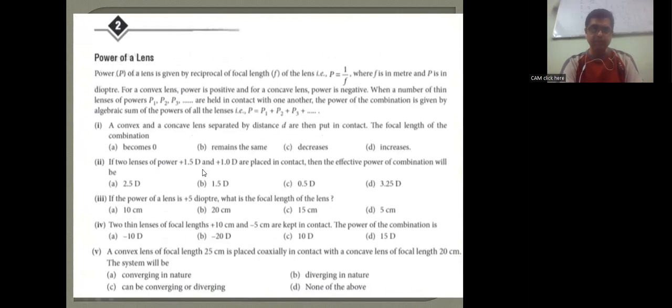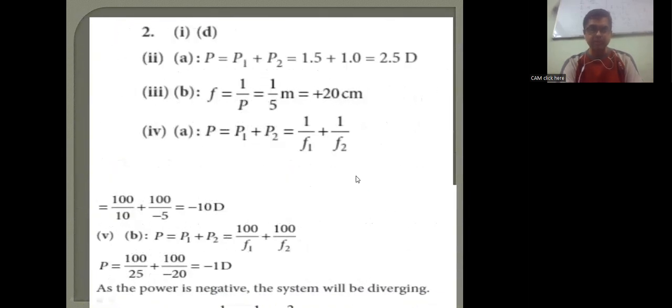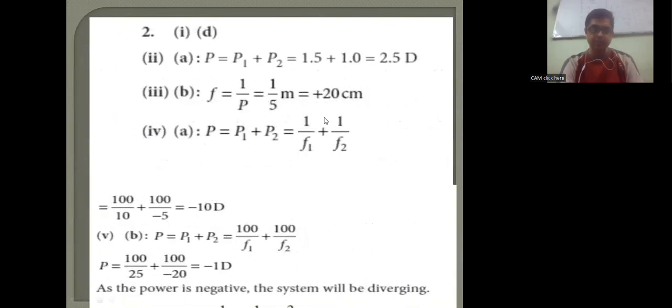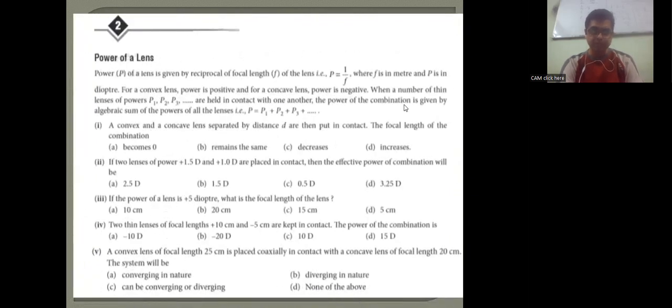Now come to second similar one. If two lenses 1.5 diopter and 1 diopter are placed in contact, then the effective power would be P1 plus P2, that is 2.5 diopter. Now come to third one. If the power of the lens is plus 5, that means it is a convex lens. What is the focal length of the lens? That is 1 by f in meter. So you can calculate f as 1 by P, which is 1 by 5, that is 20 centimeter or 1 by 5 meter. Now come to the fourth one.